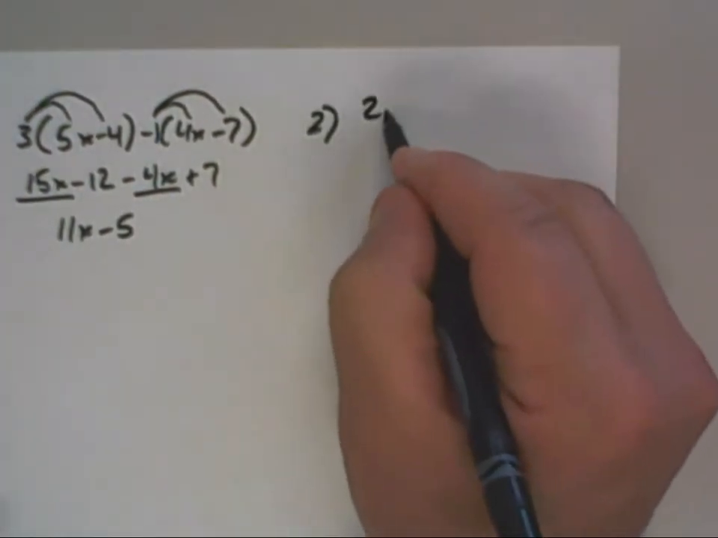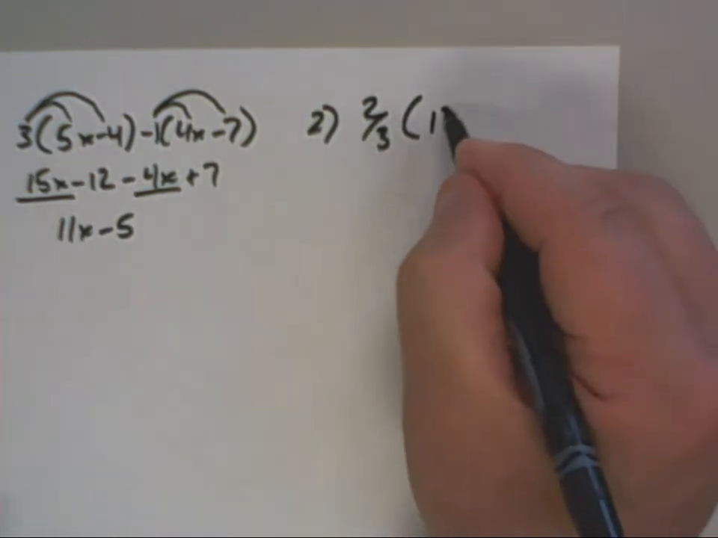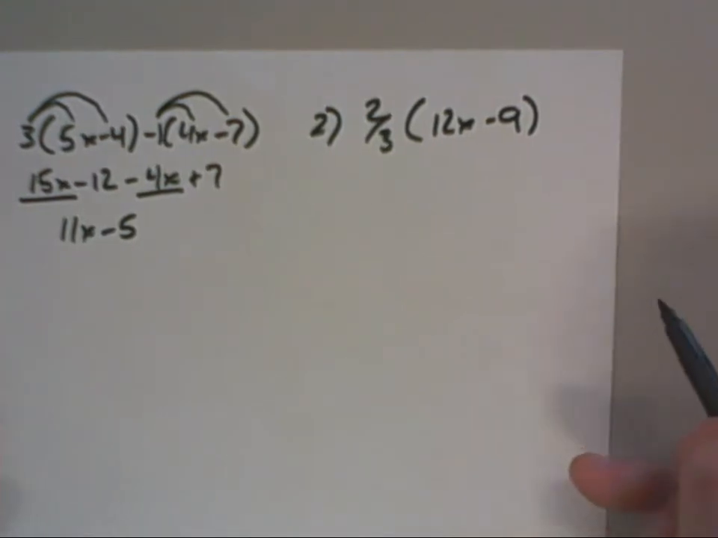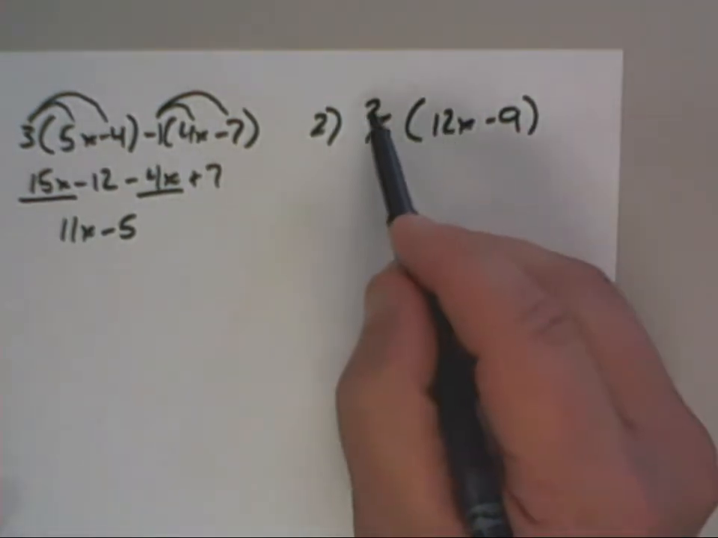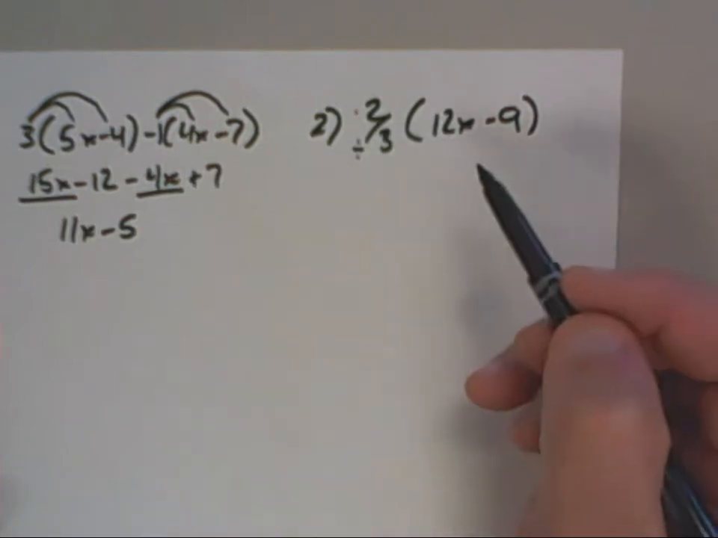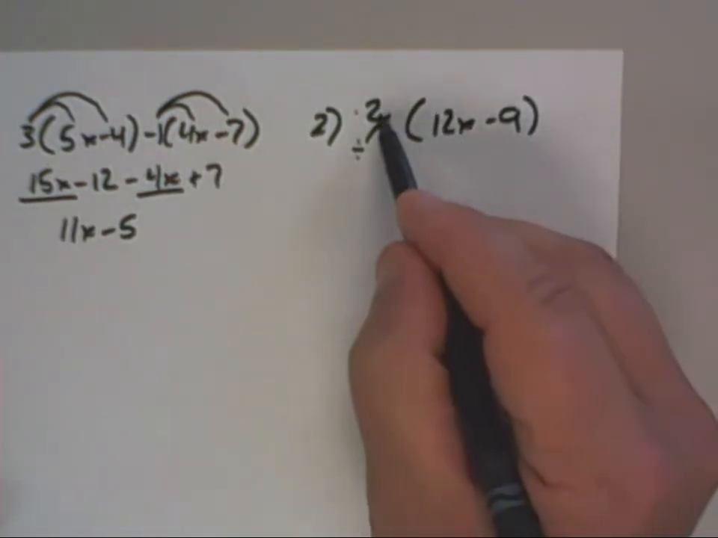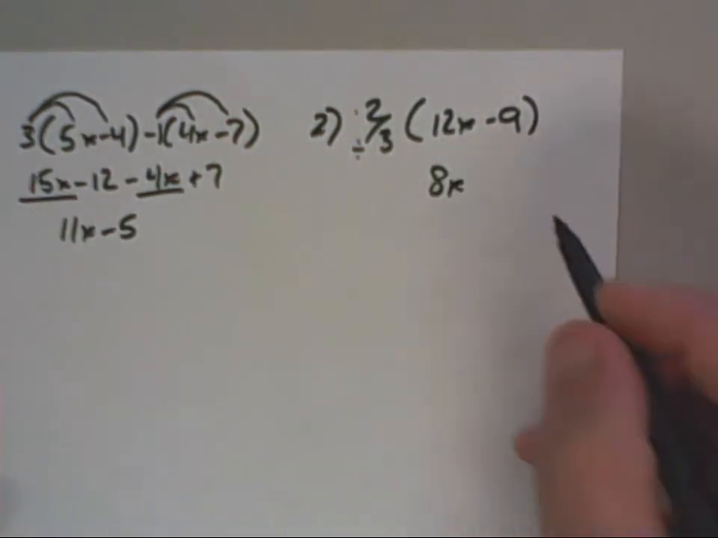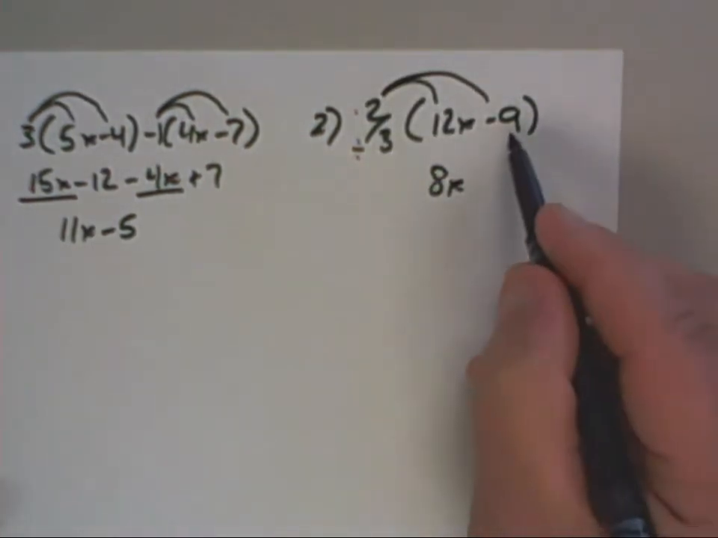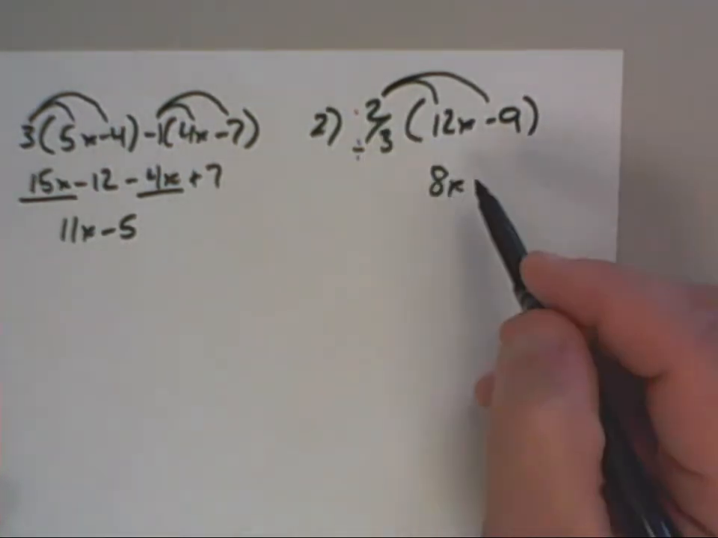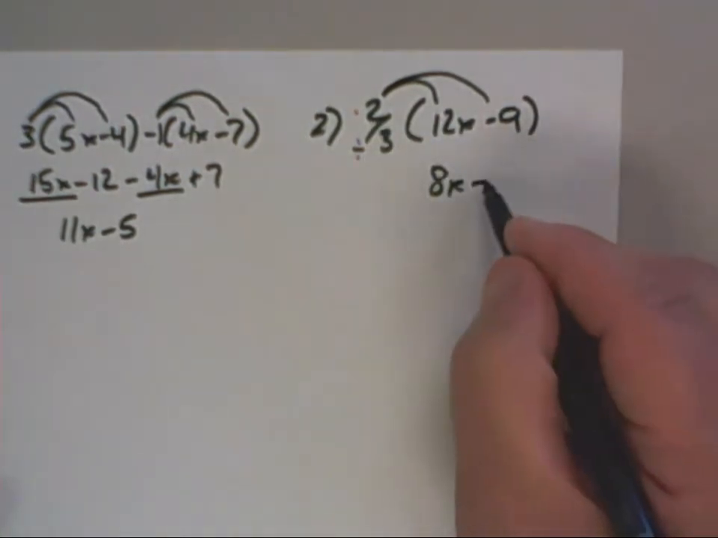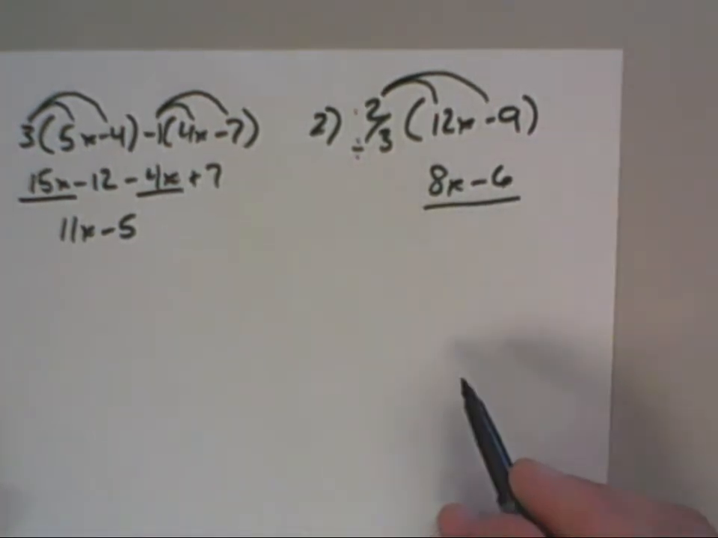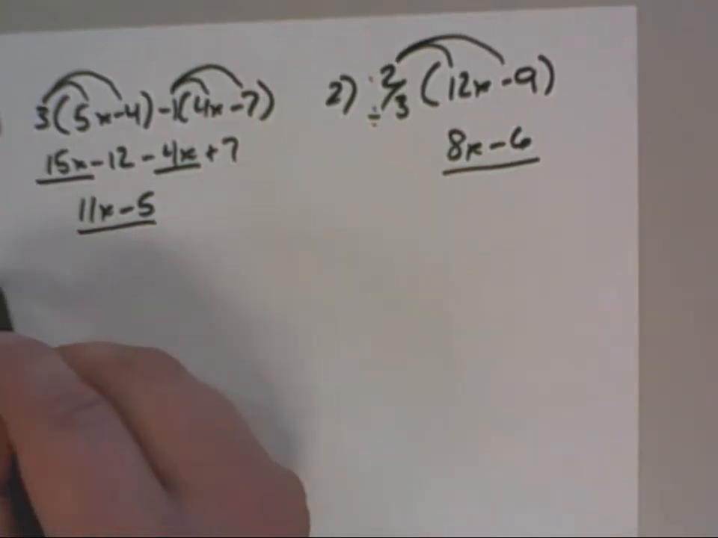Number 2, we have a fraction that we're going to be distributing over a set of parentheses. And the way we talked about doing this in class, one shortcut is to always multiply by the top and divide by the bottom. So we could take 12 times 2, which is 24. 24 divided by 3 is 8x. And then if I take 2/3 times negative 9, I could take negative 9 times 2, which is negative 18. And negative 18 divided by 3 is negative 6. And so number 2 simplifies to 8x minus 6. Let's move on to number 3.